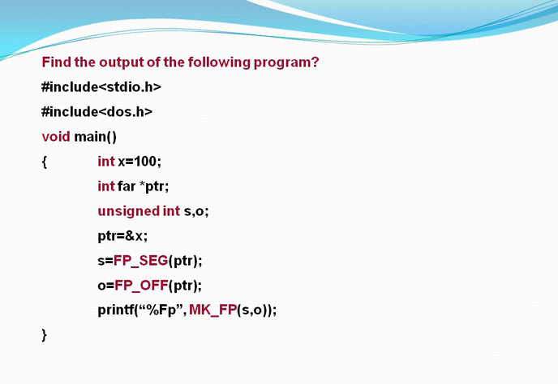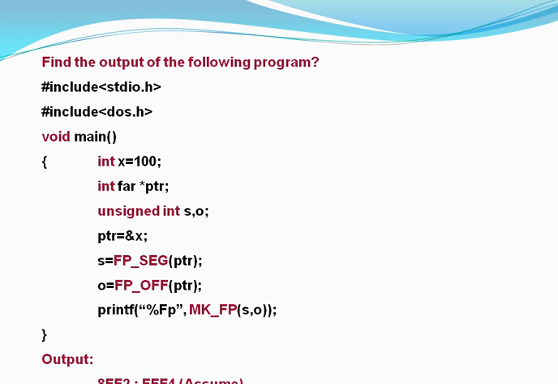So FP_SEG will return your pointer's segment address, which we are storing in a variable s. FP_OFF will return your offset address, and we are storing it in a variable o. Now we want to build the full address with MK_FP. By using MK_FP you can combine both the segment address and the offset address. So you can print the segment and offset address by using %Fp.